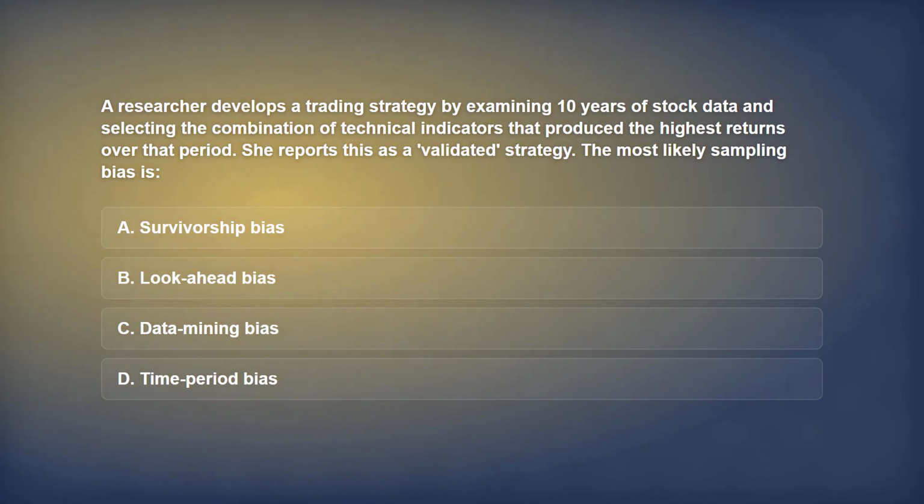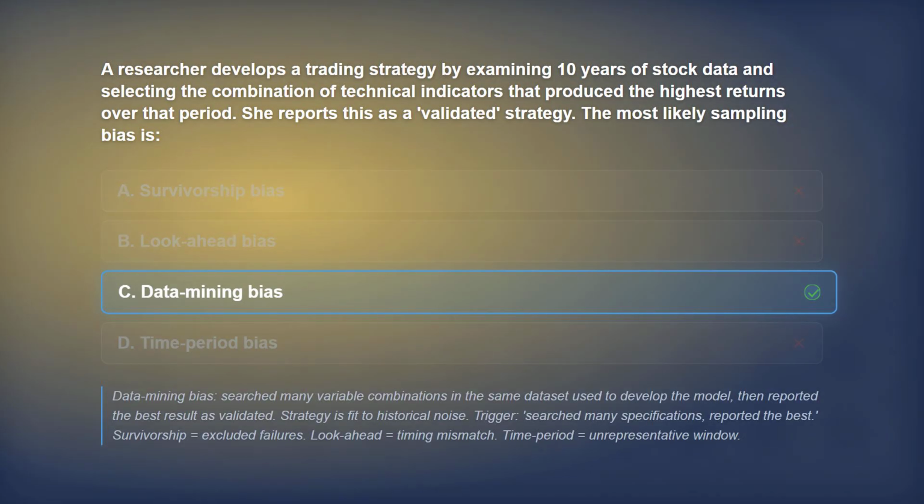The researcher searched through many combinations in the same dataset used to develop the model and reported the best one. That is data mining. The strategy is fit to historical noise, not genuinely predictive. Survivorship requires excluded failures. Look-ahead requires a timing mismatch. Time period requires an unrepresentative window. None of those are described here.